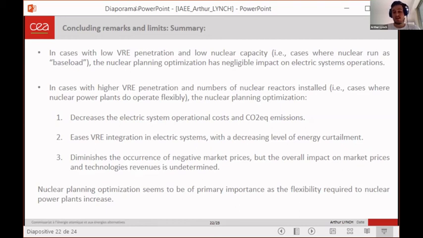And lastly, it decreases the occurrence of negative market price, but the overall impact on market prices and technology revenue is then determined due to a decreasing occurrence of peaking market price. What we can get is that nuclear planning optimization seems to be of primary importance when the flexibility required from nuclear power plants does increase.